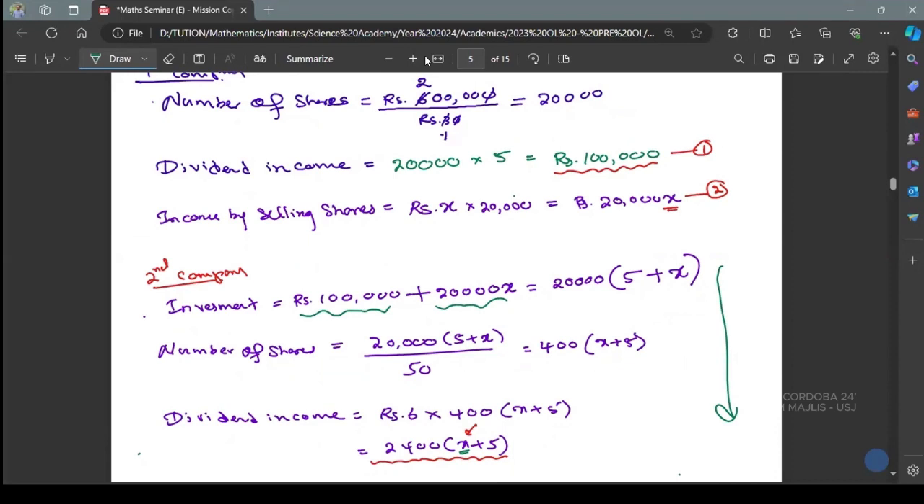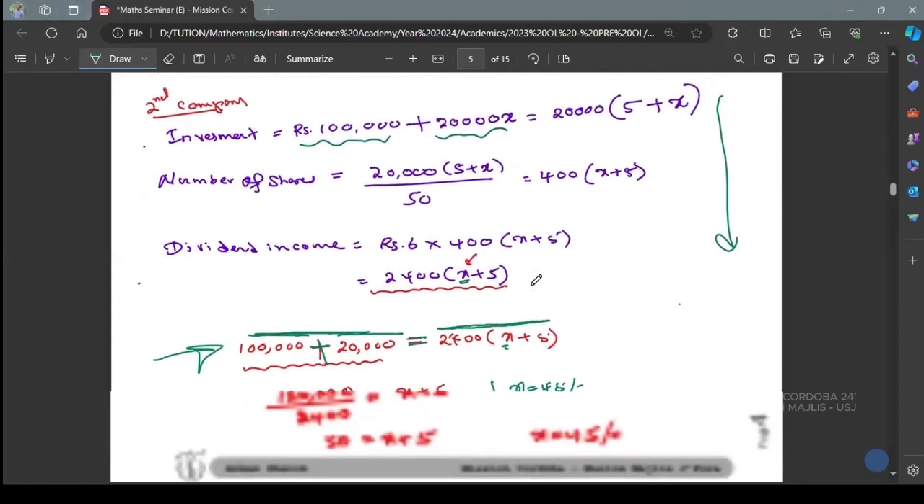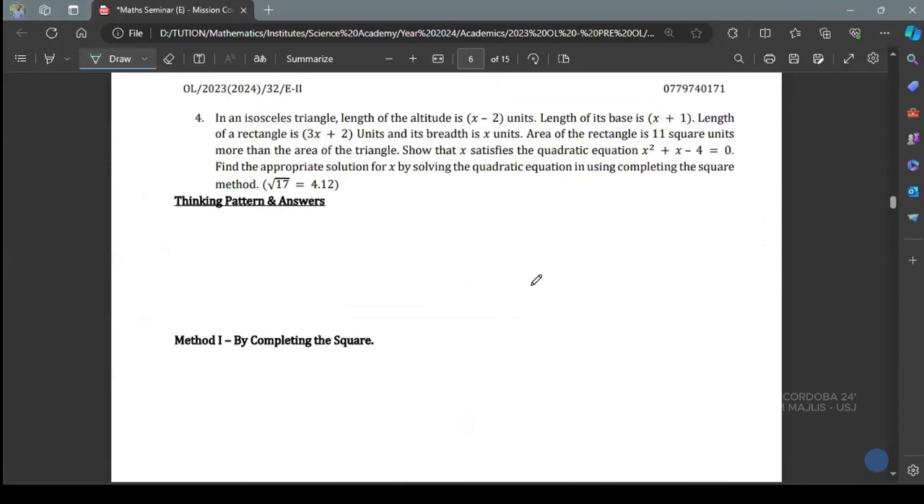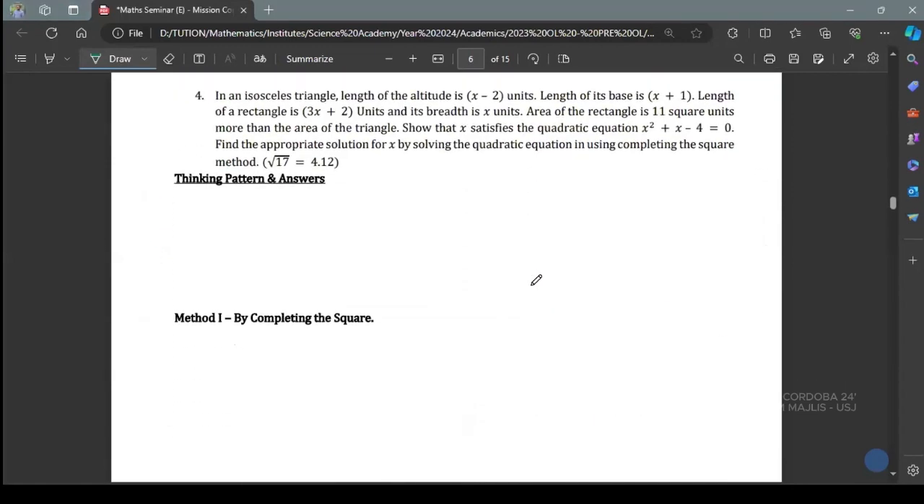Okay. All right. So I sent you a paper. Right. So we'll move to the next question now. This question is actually from the equations part, the quadratic equations part.